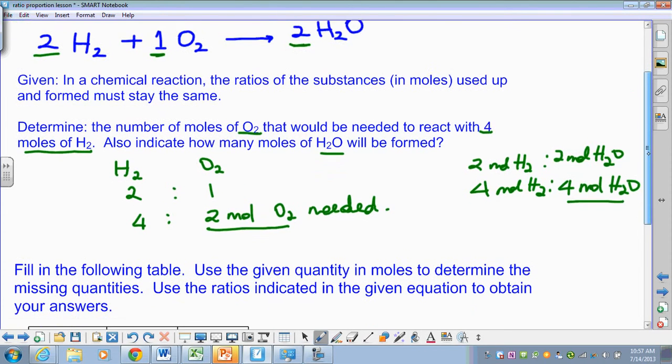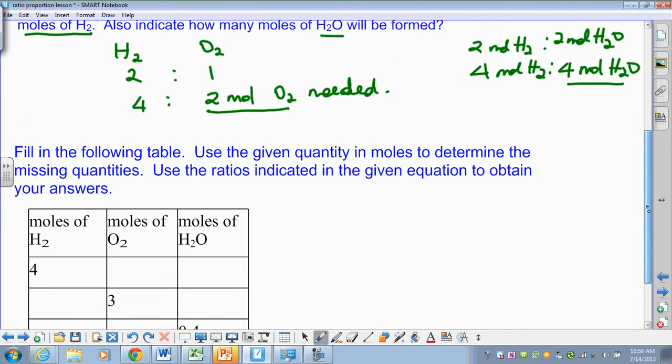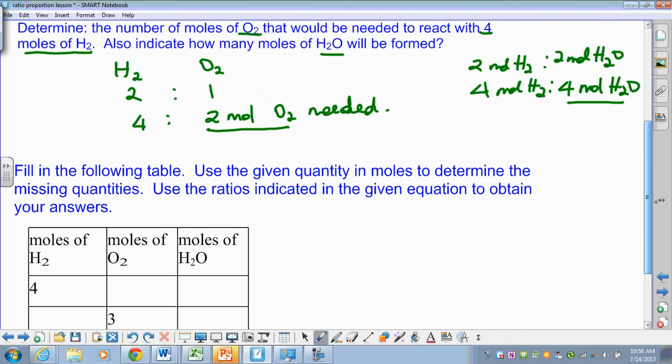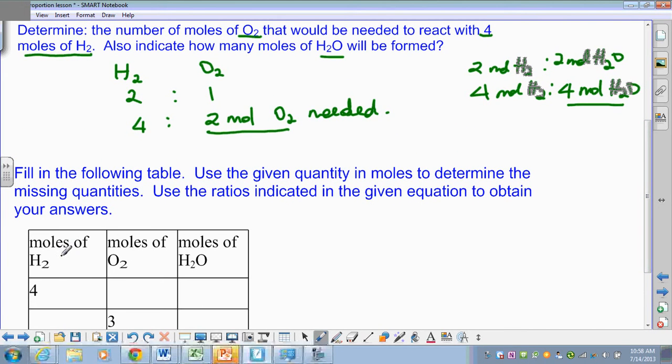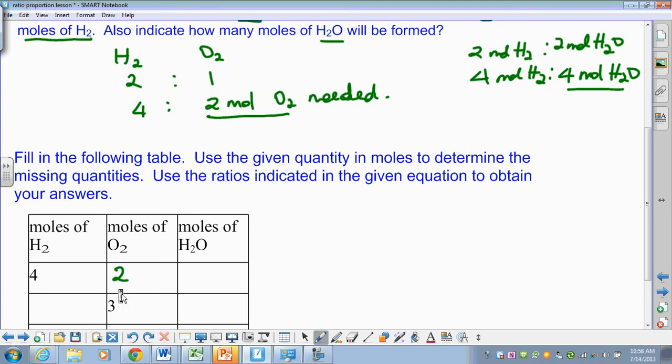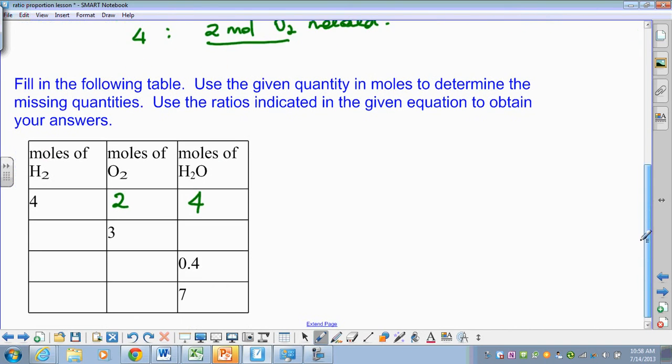Let's take a look at another example. As a matter of fact, it's the same one, but we're going to have a few more parts to it now. When 4 moles of hydrogen was given to us, the number of moles of oxygen reacting with H2, we've determined that to be 2. I'm just filling the table based on information obtained above. And then 4 was the answer for the number of moles of water. Now look at the table. Now 3 moles of oxygen is given. Can you fill in the blanks? As a matter of fact, can you fill in the remaining part of this table and then come back and check with us for the answers?